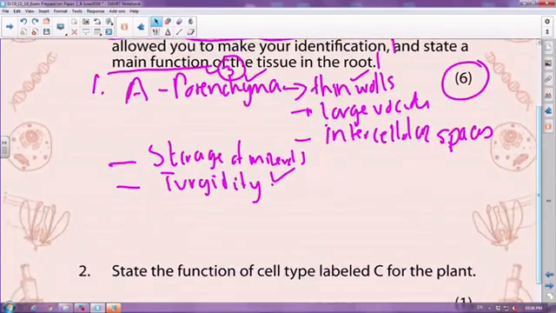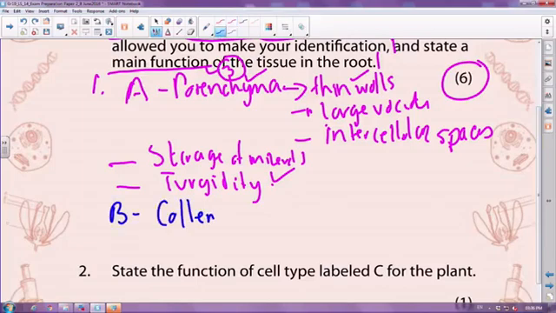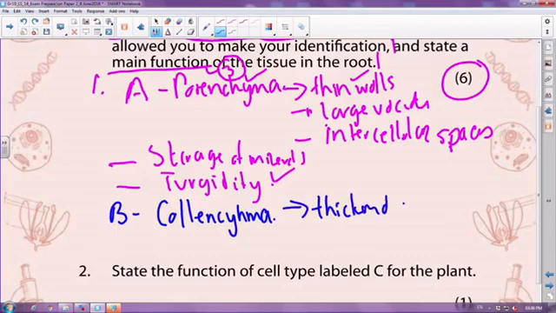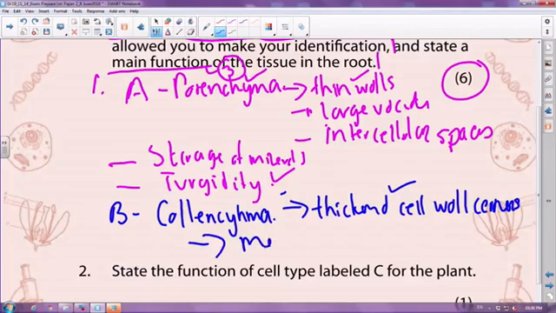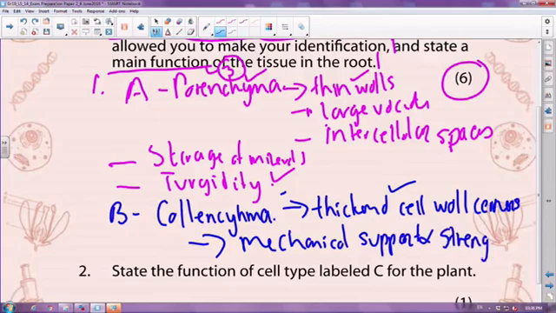Now I need to do the same for the next one. So what do I write? Okay, so what is number B? It's collenchyma. What is its distinctive feature? Thickened cell wall corners. Okay, so there's my 1 mark. There's my 2 mark. What is its function? Mechanical support, to keep strengthening. It's a strengthening tissue. There we go, my 6 marks.